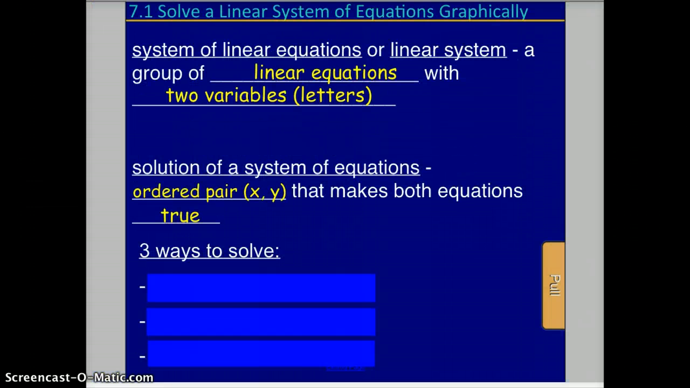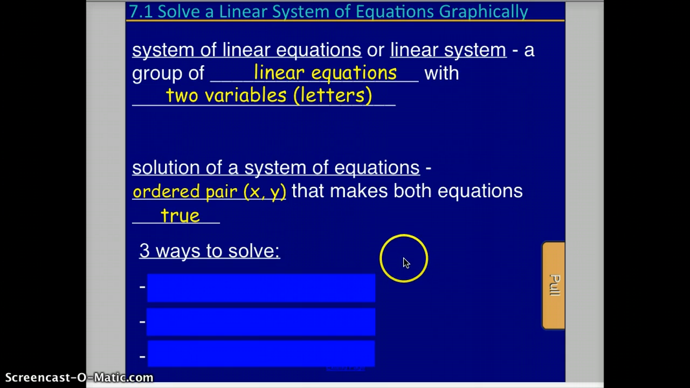A linear system, or a system of linear equations, is a group of linear equations, just like we've done in Chapter 4, and it has either two or more equations, and they both have x and y. The solution of the system is the ordered pair that makes both equations true.